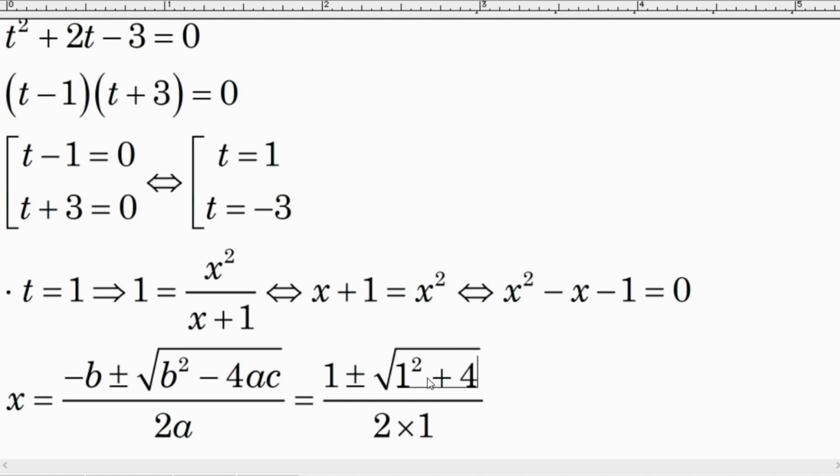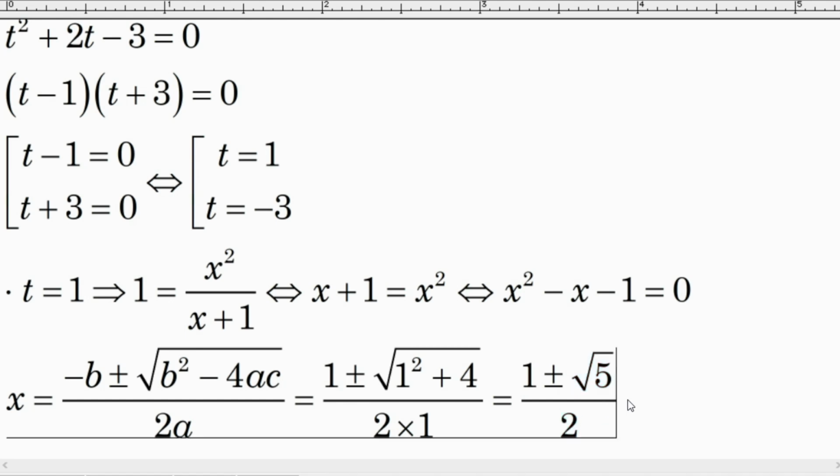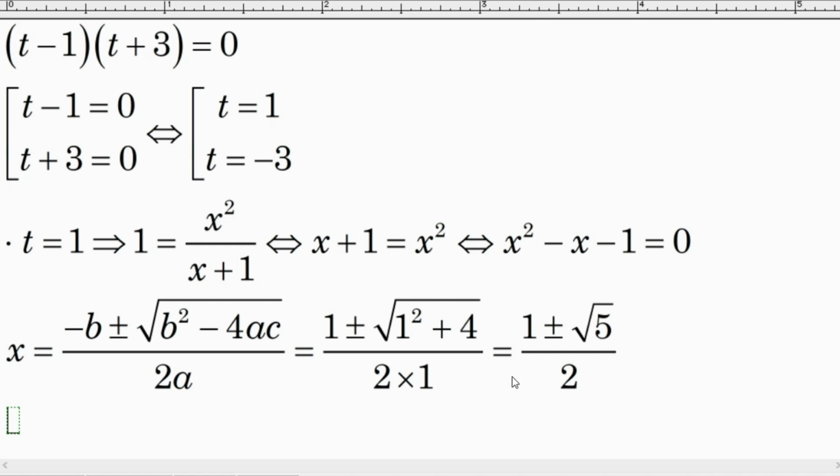Okay, so now it is equal to 1 plus or minus the square root of 1 squared, which is 1, plus 4, which is 5, and that will be divided by 2. Okay, so now we finally got the answer for x, which is 1 plus or minus the square root of 5, divided by 2. Alright, so now we have found the answer when t equal to 1.